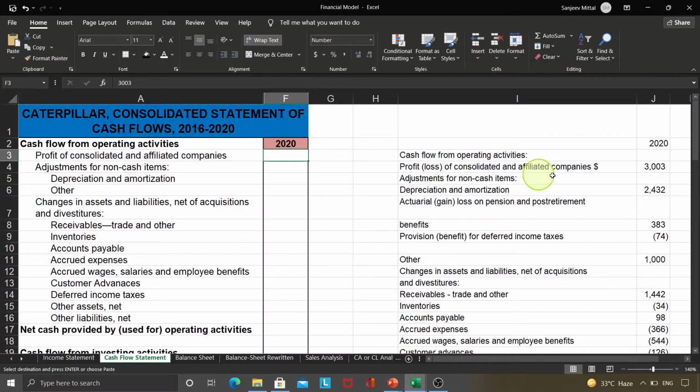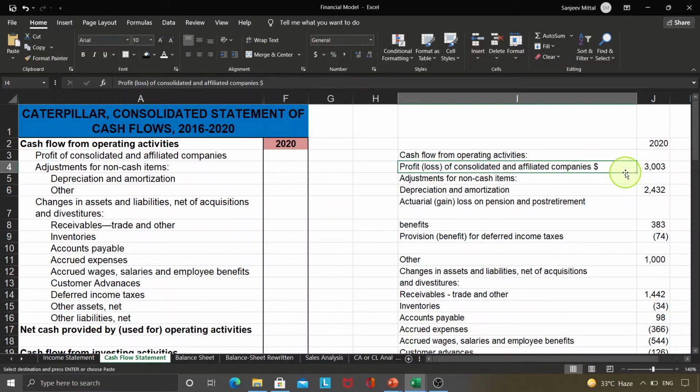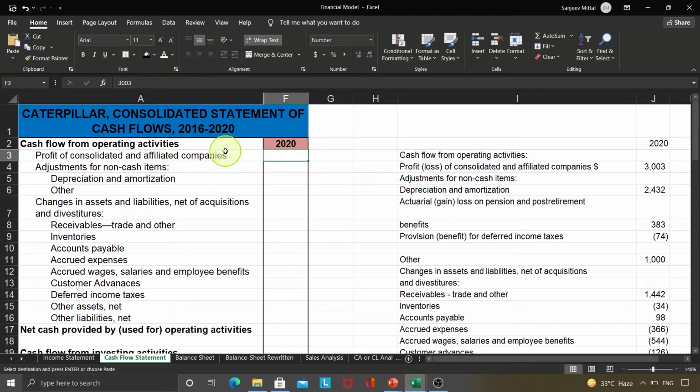So if you see that our profit and loss of consolidated companies is 3003, and I have fed this data of profit of consolidated and affiliate companies 3003, and let me change the color of it, and it's 3003 right now. And after that, inside the cash flow, the depreciation and amortization is 2432, and this depreciation and amortization of 2432 is here.